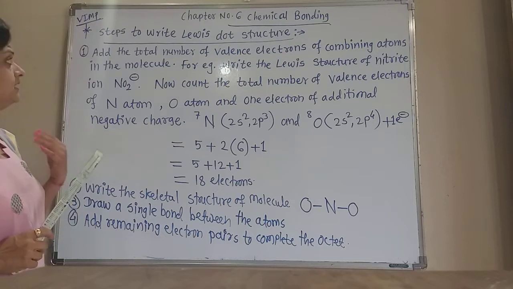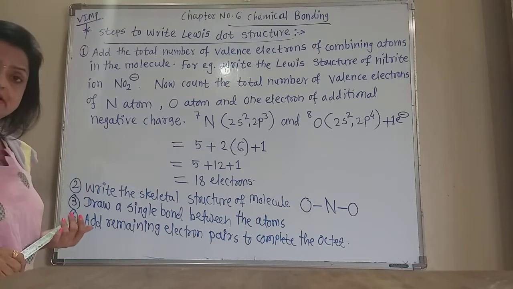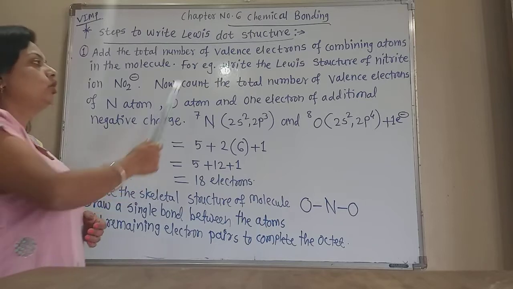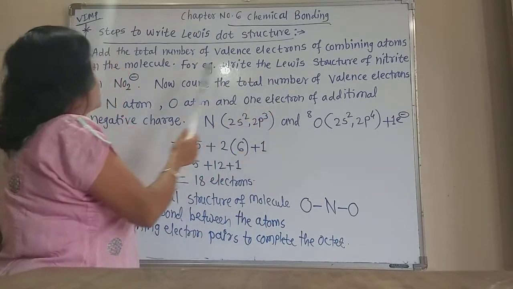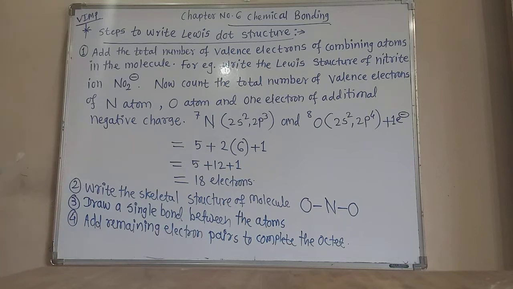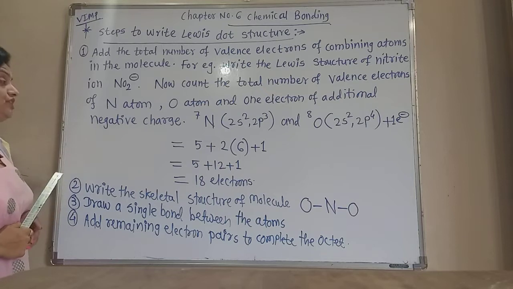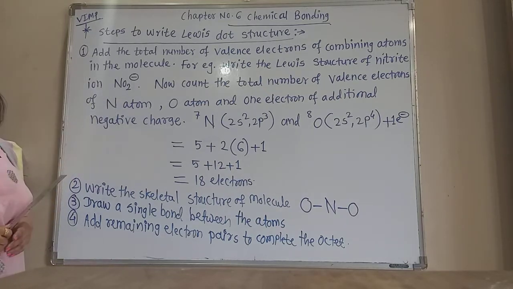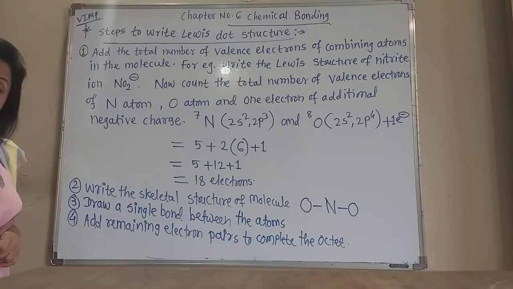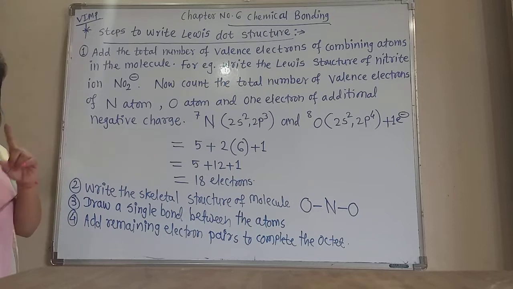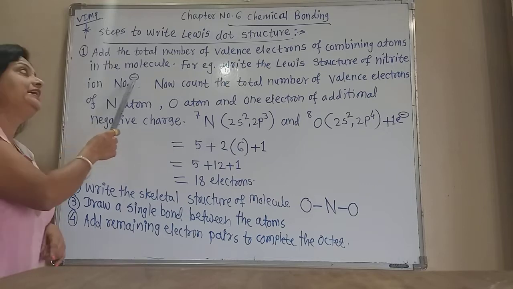This step is best understood by taking an example. For example, write the Lewis structure of the nitrite ion, NO2 minus. In this nitrite ion there are three atoms, one nitrogen and two oxygen, and there is one negative charge on the ion. While counting the total number of electrons, one additional electron is counted for the negative sign.